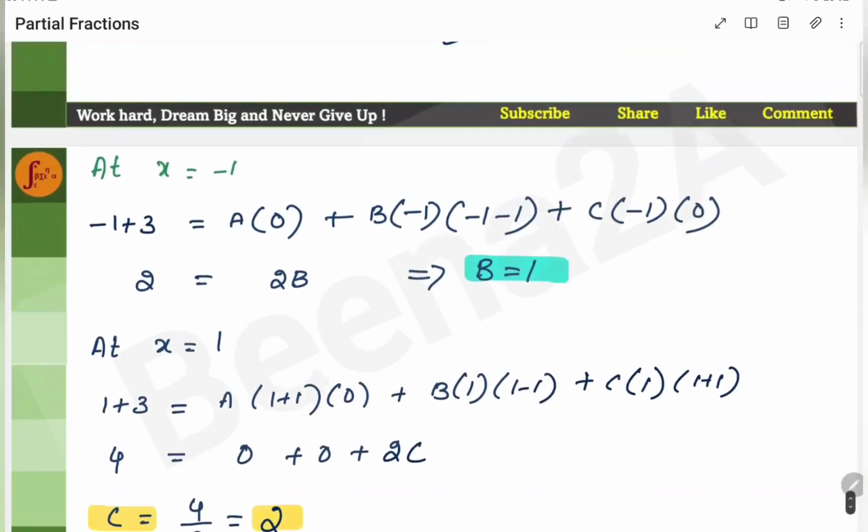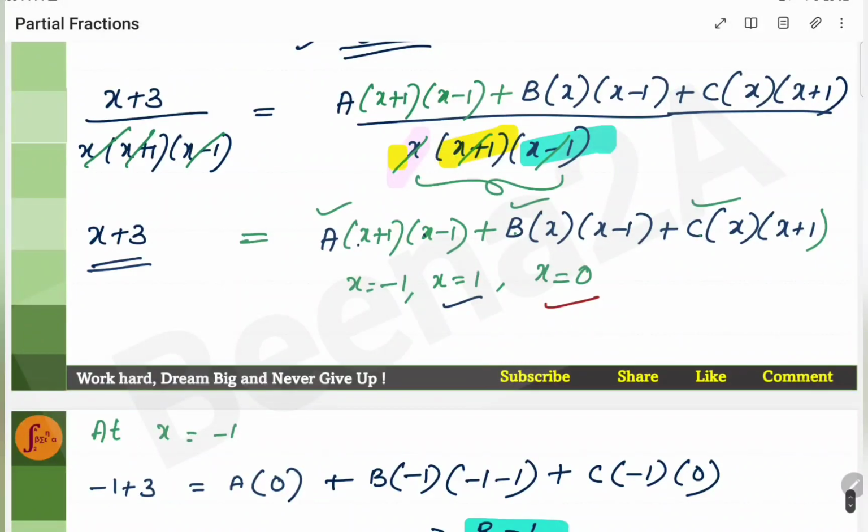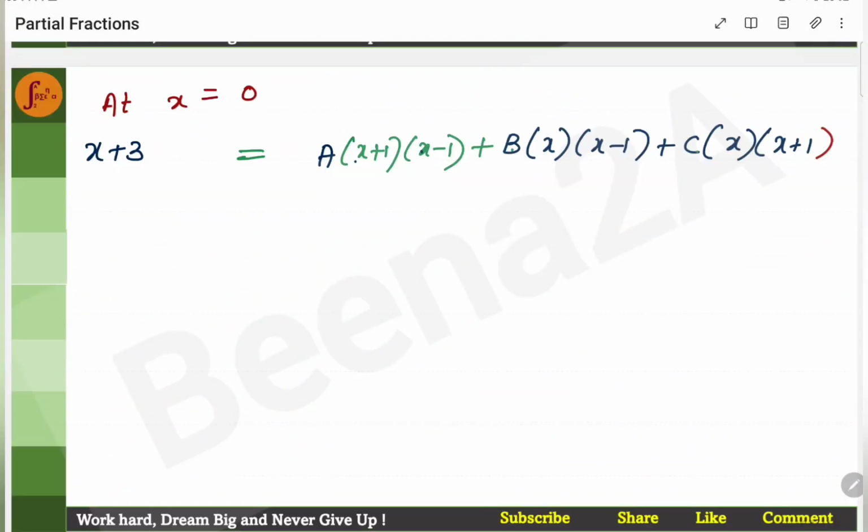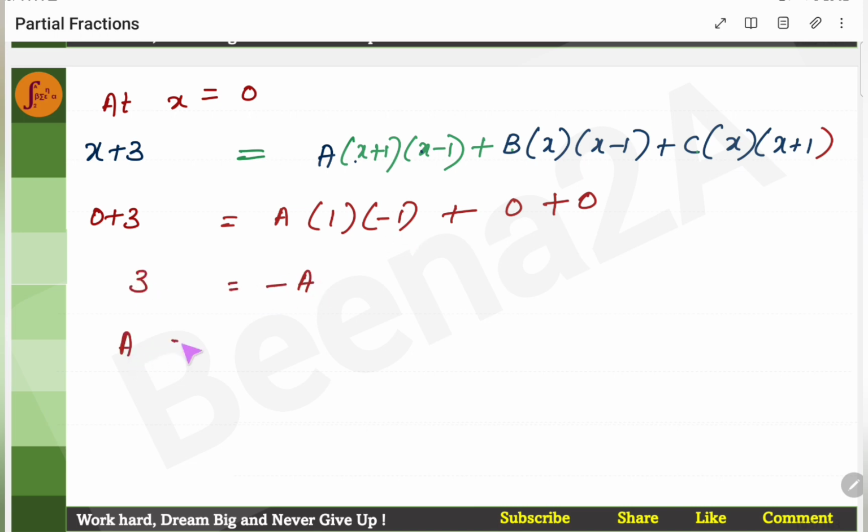Now we'll take the next value. What is the next value? We'll take x is equal to 0. So we'll put x is equal to 0 here. So it will be 0 plus 3. This will be a into 0 plus 1 is 1, 0 minus 1 is minus 1. This will become 0. This one also will become 0. So we'll get minus a is equal to 3, which means a is equal to minus 3.